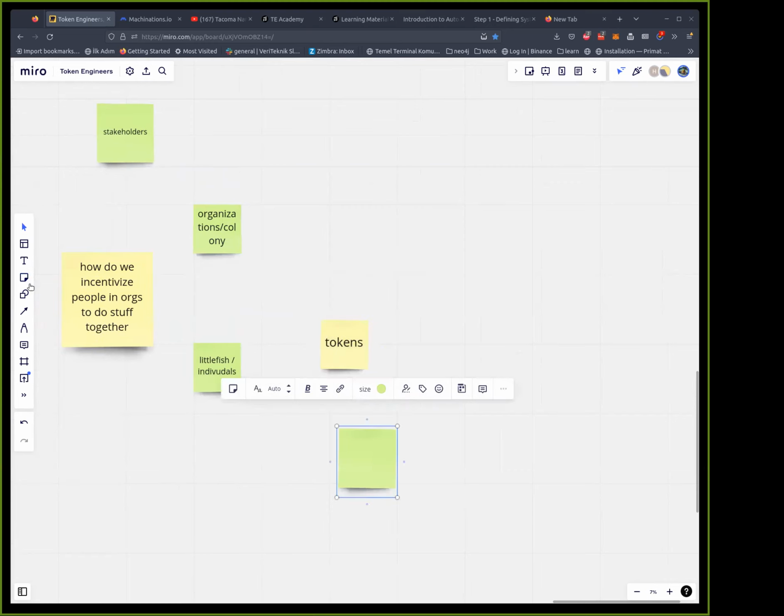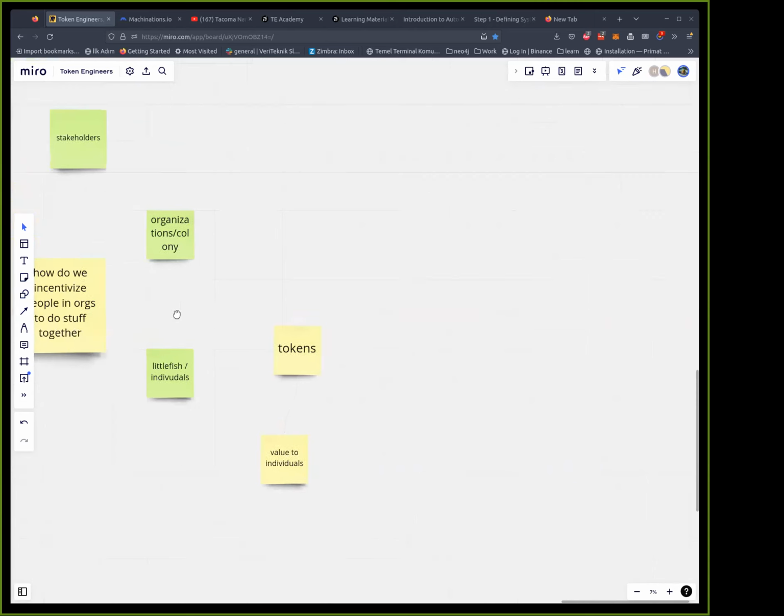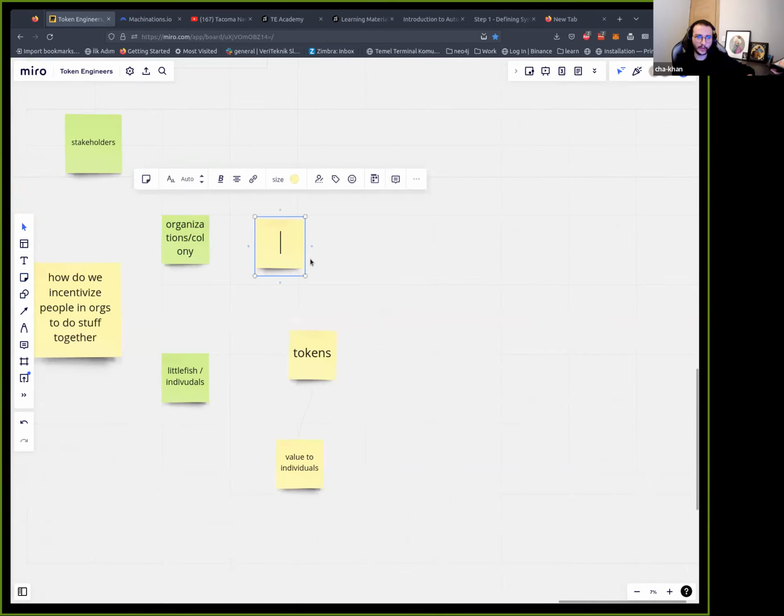I'm also thinking that having access to other littlefish, other individuals as part of a colony, being able to share like-minded thoughts, is a value itself too. Not just the worth of the token, but the access to these resources is also considered a value. And then for the organization itself, what is the value that it gets out of the community? I guess doing stuff together, getting stuff done, maybe.